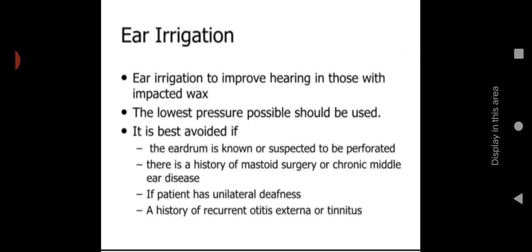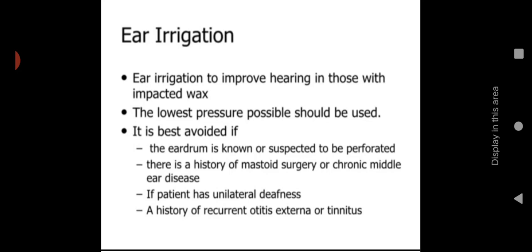Ear irrigation. Ear irrigation is done to improve hearing in those with impacted wax. The lowest pressure possible should be used. It is best avoided if the eardrum is known or suspected to be perforated, there is a history of mastoid surgery or chronic middle ear disease, or if the patient has unilateral deafness, a history of recurrent otitis externa or tinnitus. Ear irrigation is a procedure that last year we also discussed in foreign body in ear. So with the help of ear irrigation, you can remove the wax also.